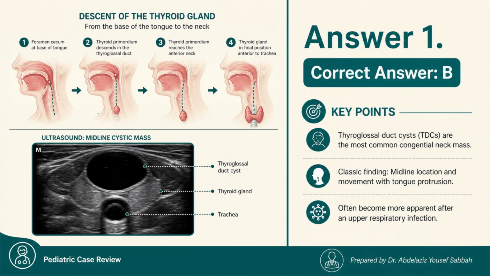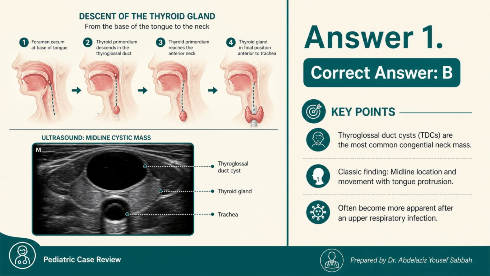Thyroglossal duct cysts are the most common congenital neck mass in children, accounting for approximately 70% of congenital neck lesions. Embryologically, they arise from a persistent remnant of the thyroglossal duct, the tract along which the thyroid gland descends from the foramen cecum at the base of the tongue to its final pretracheal position. The classic clinical signature is a midline location near the hyoid bone and characteristic upward movement with tongue protrusion or swallowing because the cyst remains attached to the hyoid and base of tongue.